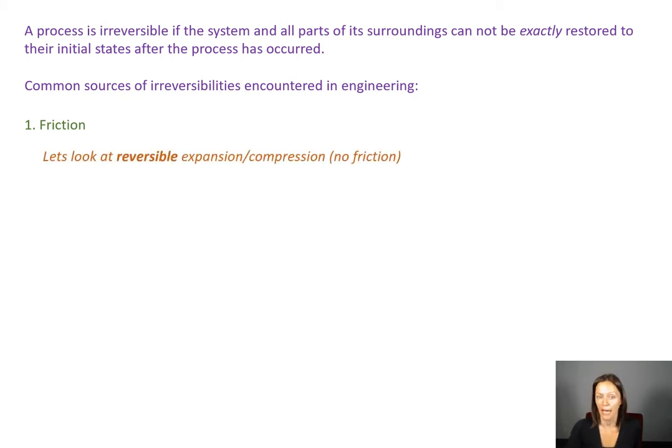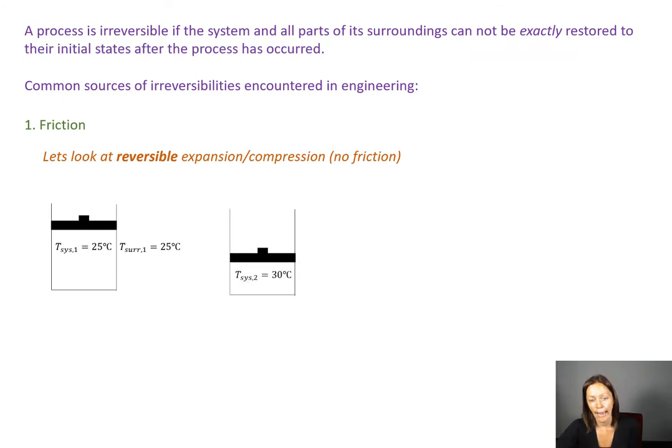So let's look at a reversible expansion or compression process. In other words, we don't have any friction. Here I've got a piston cylinder, and it looks like the system and the surroundings are both at thermal equilibrium. Let's say I've got a compression process. The pressure goes up, the temperature of my system goes up because I've compressed things, and the surroundings warm as well, so that both are in thermal equilibrium if heat transfer is allowed to occur between those two things.